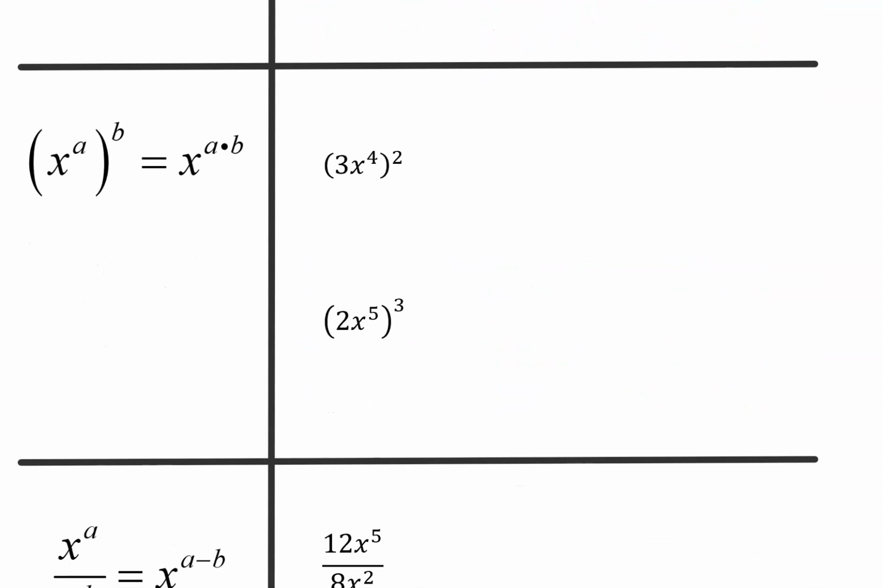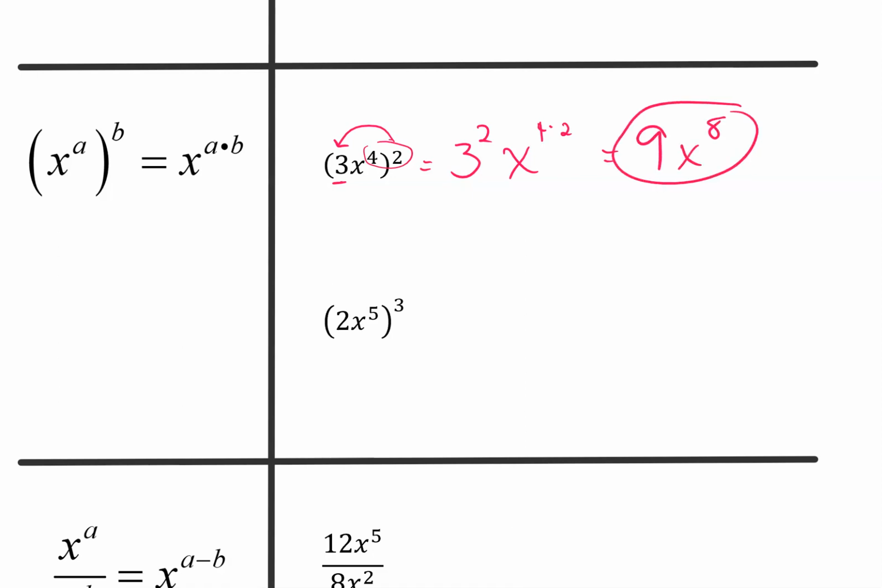Okay, this next rule is what we call a power to a power, because you have something with an exponent being taken to another exponent, and that's when we want to multiply those exponents together. So here we have 3x to the 4th squared. Because we have a coefficient, we want to remember that that number also gets squared. So this is going to be 3 squared times x to the 4th times 2. We're going to multiply these exponents, but don't forget to also square the 3. So that's going to give us 9x to the 8th.